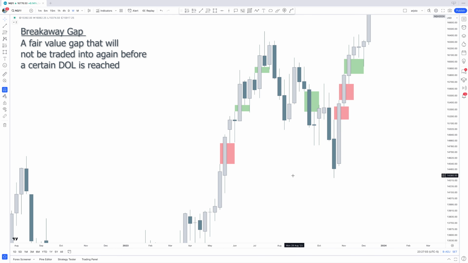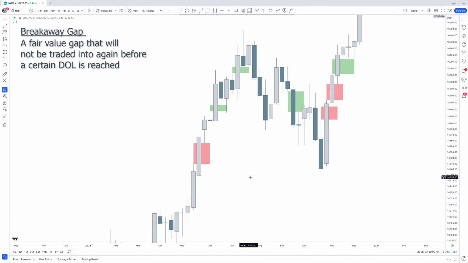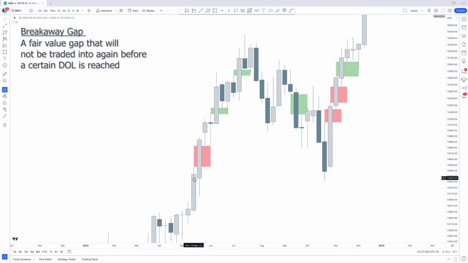If we look at this screen right now, then we see the red fair value gaps and we have green fair value gaps. All the red fair value gaps are breakaway gaps, and the green fair value gaps are just your normal fair value gaps that we can expect a retracement into in the short term as well. Why is that? Because if we again look at that first fair value gap, what do we see?